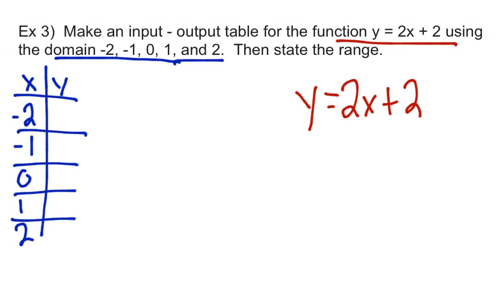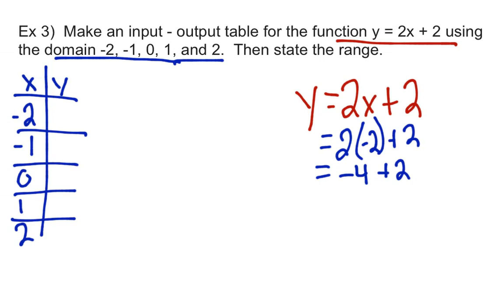So let's start with our first one, the negative 2. If I plug negative 2 in place of x, then I need to solve it. Positive 2 times negative 2 is negative 4. I still have the plus 2, which then gives me that y is going to equal negative 2. So when x was negative 2, I got a y of negative 2. All right, we need to do it again.